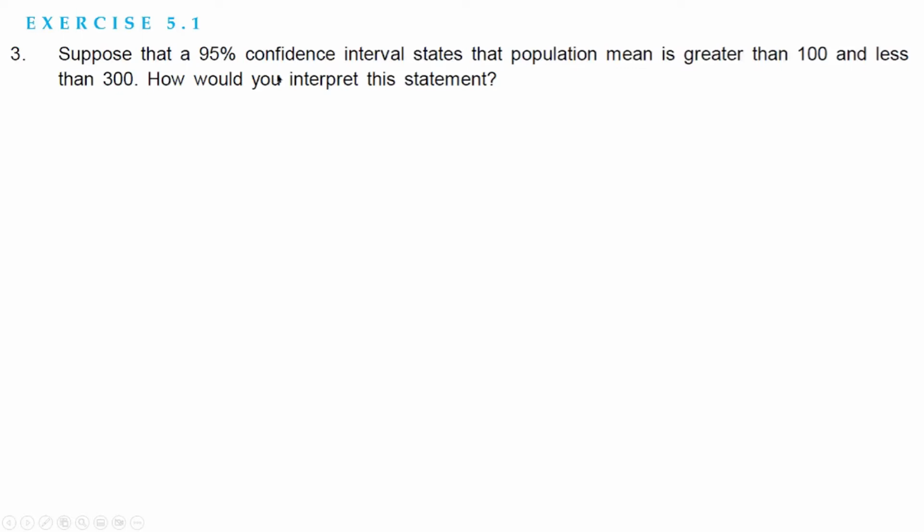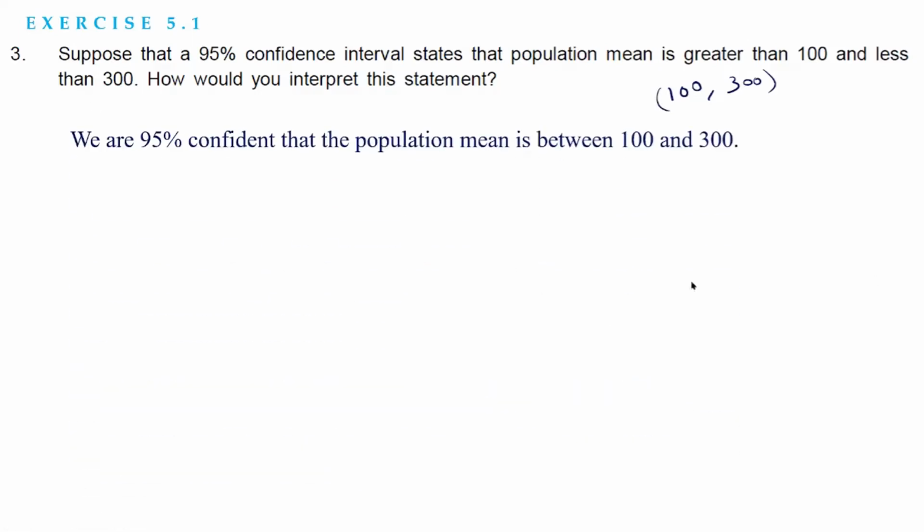So we have studied about confidence intervals. A confidence interval shows how confident the researcher is that a population mean lies within a given range. So here this 95% confidence interval means the population mean mu lies in the interval 100 to 300. We are 95% confident that the population mean is between 100 and 300. So this is how we can interpret this statement.